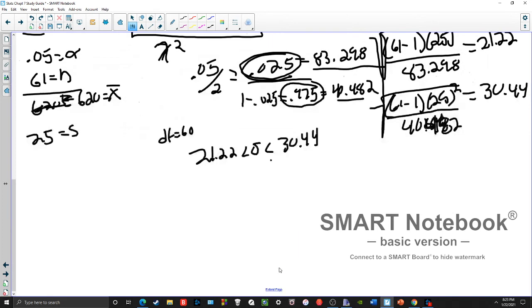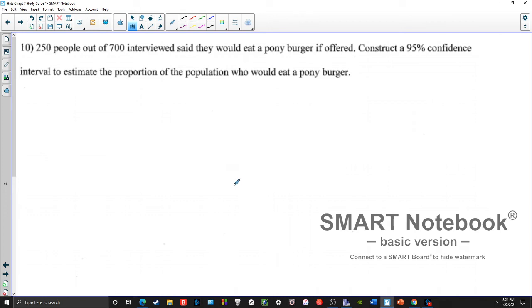All right, the last two here. Again, almost free of me, so just give me a little bit more time. 250 people out of 700 interviewed said that they would eat a pony burger if offered. Construct a 95% confidence interval to estimate the proportion of the population that would eat a pony burger. So, again, we're going to start with our alpha, which in this case is still 5%, so 0.05. Now, if we're estimating a population proportion, that means we're estimating a percentage, so we need to find our percentage.